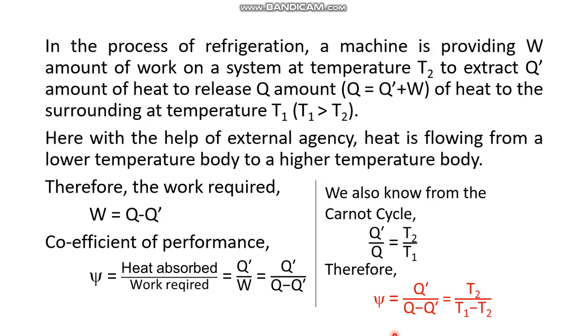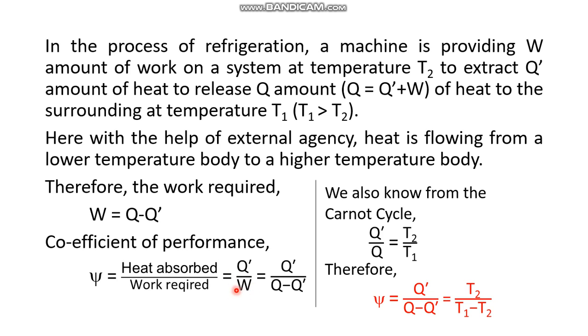Here, with the help of an external agency, heat is flowing from a lower temperature body to a higher temperature body. Therefore, the work required must be the difference between Q and Q prime, and that value is W. So W is Q minus Q prime. Here another parameter is psi, the coefficient of performance, which is the ratio of heat absorbed to work required. In our Carnot cycle the parameter was eta, the efficiency, which was W by Q, and here it is Q prime by W.